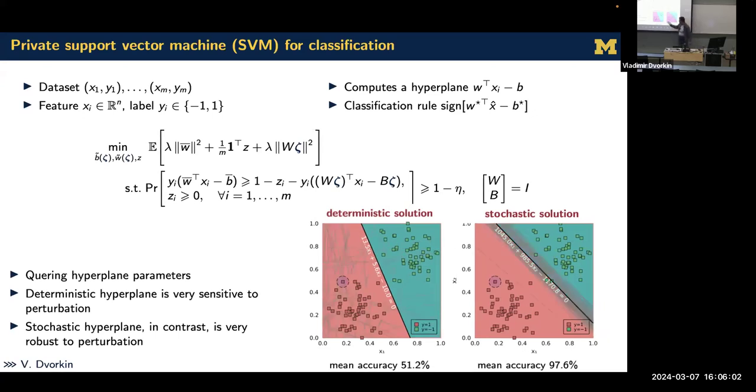These gray lines depict random realizations of a hyperplane when we perturb parameters. And we see that the deterministic hyperplane is very sensitive to perturbation. Its classification accuracy drops radically. But when we perturb the stochastic hyperplane, we see that it's very robust to perturbation, meaning that we can release the classification rule that remains close to the mean value, right? That classifies pretty well, but at the same time doesn't disclose the data set.